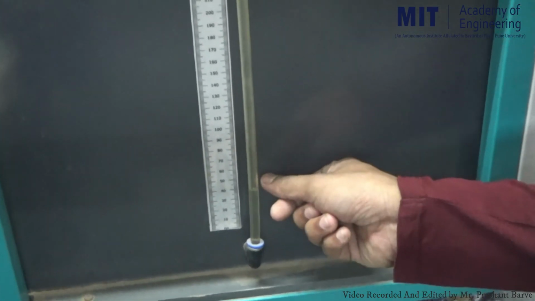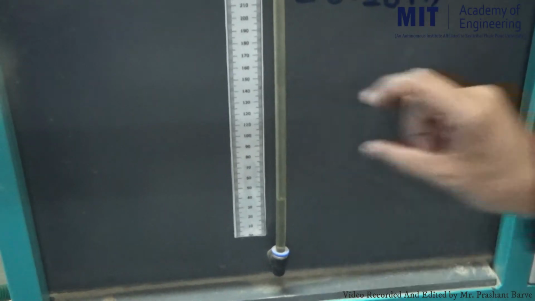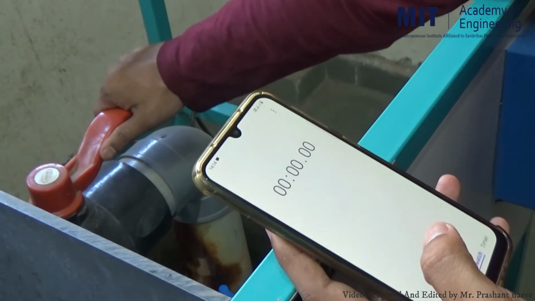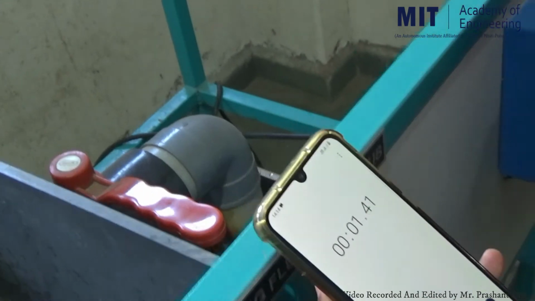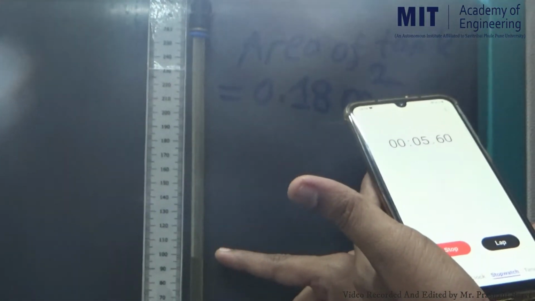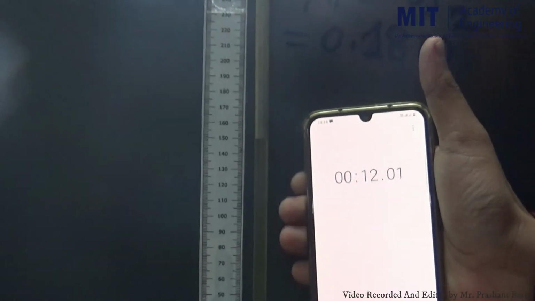So now it is 50. So 10 centimeters more means we have to wait up to 150. Okay, so let me start. Let me show you how we can do this. See, meanwhile I am closing the valve and I have started the time. And if you observe, the reading is starting. So I will stop the watch at 150.